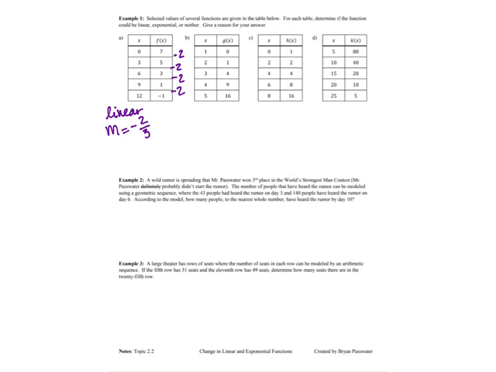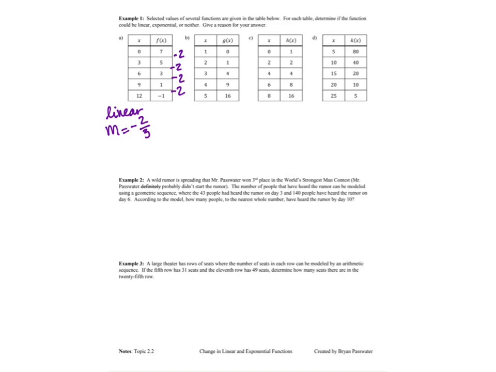On part B, I see 1, 2, 3, 4, 5. So we have equal length x intervals. That's your first check. Second check, is it adding or subtracting the same amount every time? No, because I got plus 1, plus 3, plus 5, plus 7. Okay, that gets a little crazy. So we know it's not linear.